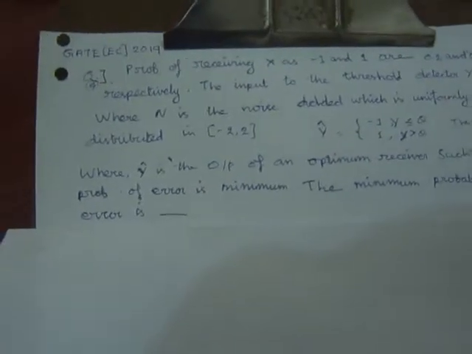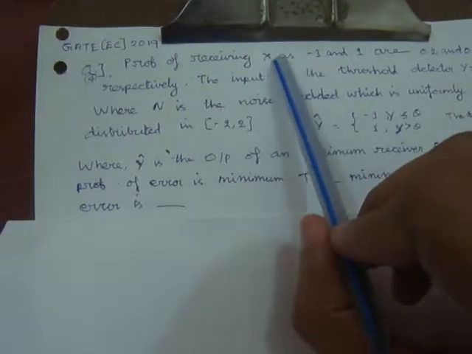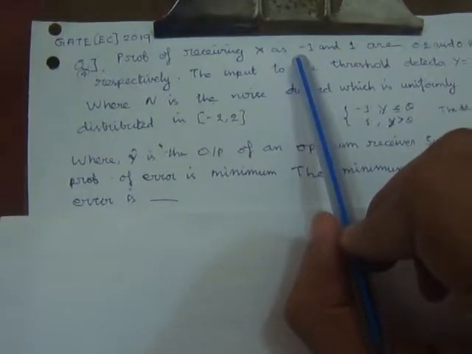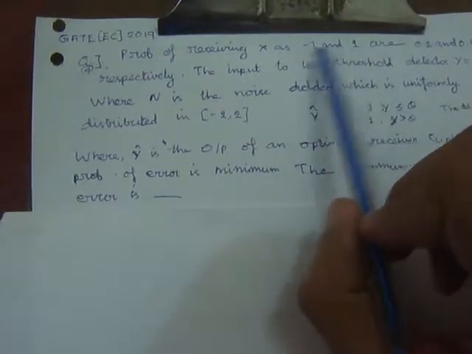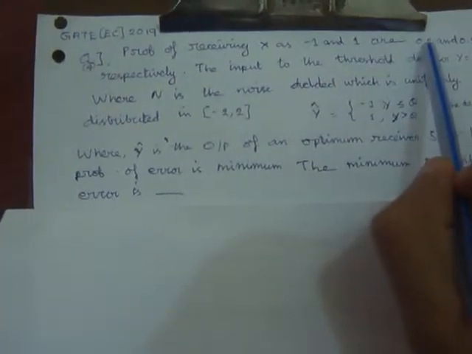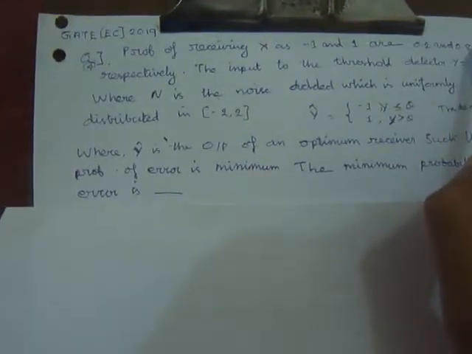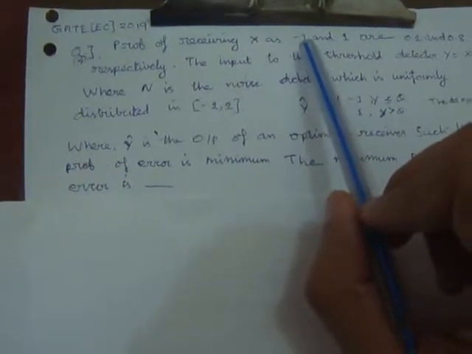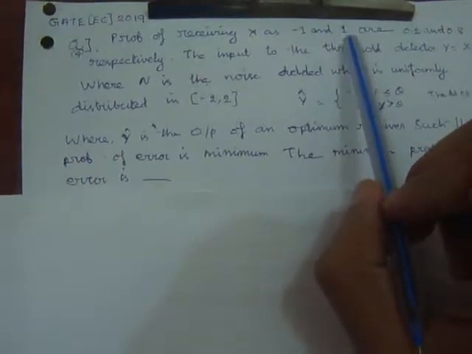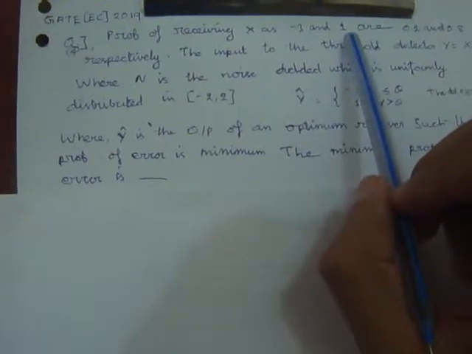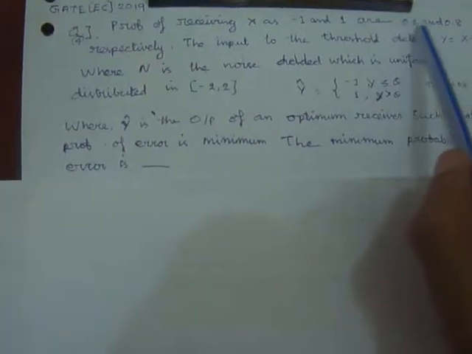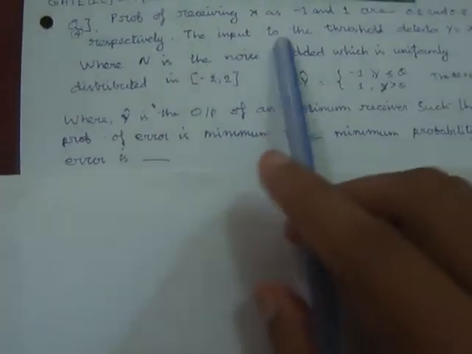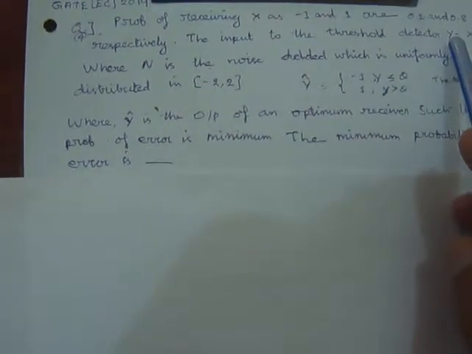In this question, first we have the probability of receiving X. So we are transmitting -1 and 1. The probability of receiving X on the receiver side is 0.2 and 0.8. So we can consider that while transmitting X as -1, we are receiving 0, and X as 1, we are receiving 1. So the probability for 0 is 0.2 and the probability of receiving 1 is 0.8. The input to the threshold detector.